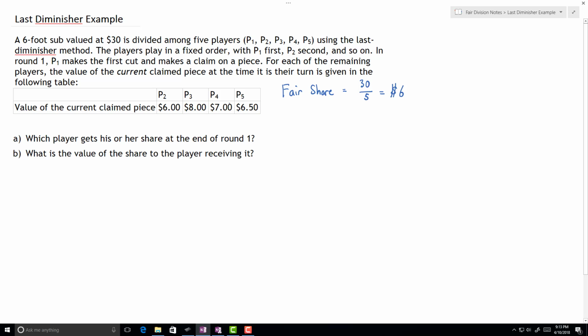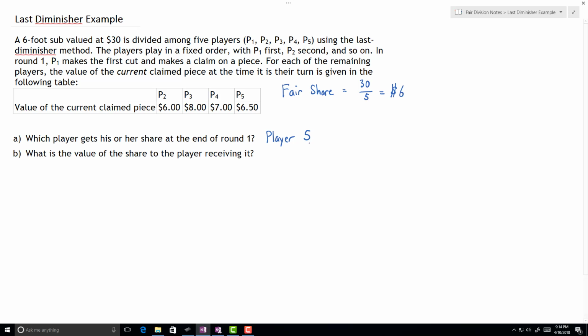In this case, person 5 still thinks it's worth $6.50. So person 5 will claim it, take off a piece of lettuce, a crumb or two of bread, but person 5 gets it. So the question here: which player gets his or her share at the end of round 1? Player 5 does. Player 5 trims it back a tiny bit. They're the last person. It had more than a fair share, so they claimed it.